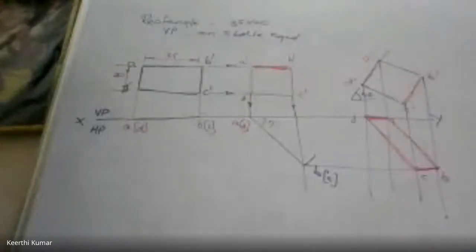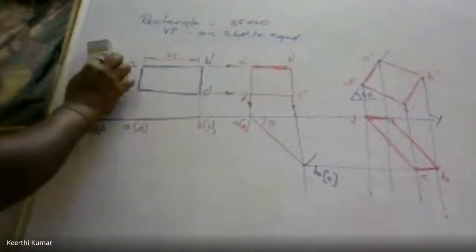Shall read once again. A pentagonal lamina of edges 25 mm is resting on VP with one of its sides such that the surface makes an angle of 60 degree with VP. The edge on which it rests is inclined at 45 degree to HP. Draw its projections.